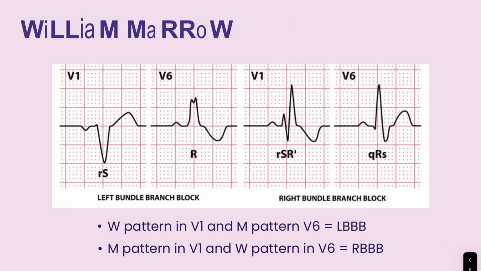A common mnemonic a lot of people will use for this, I by no means thought of this, but hopefully we can get through this together: William Morrow. So if you see a W in V1, think left, and an M in V6. So this is V1, V6, and this is the same thing here, V1, V6. If you see an M in V1 and a W in V6, think right side. William Morrow. W pattern in V1, M pattern in V6, left bundle branch block. M pattern in V1, W pattern in V6, right bundle branch block.